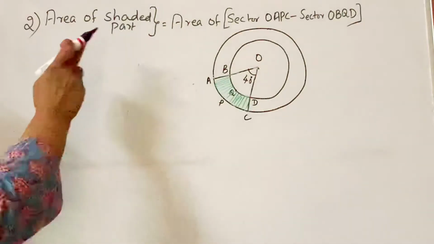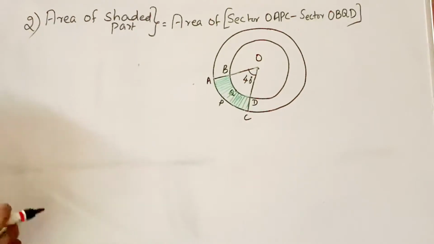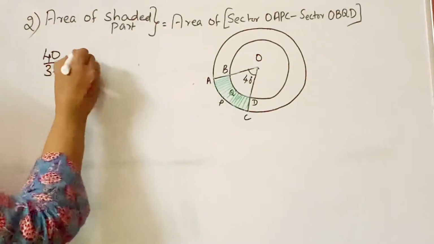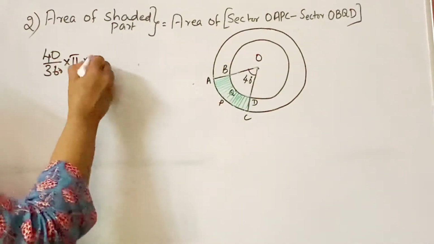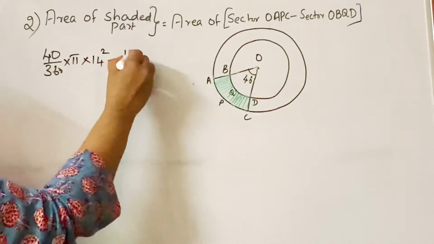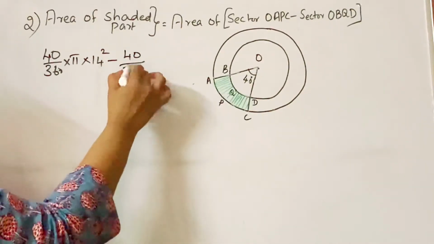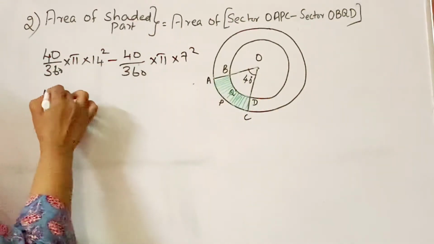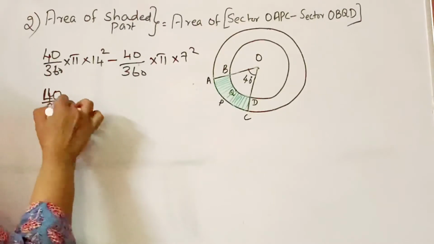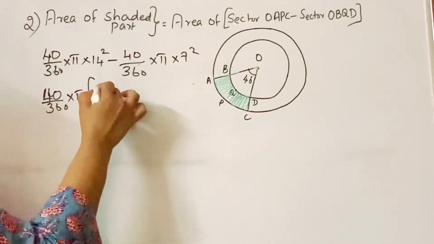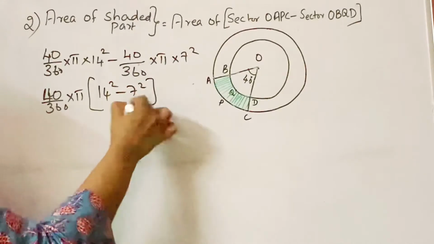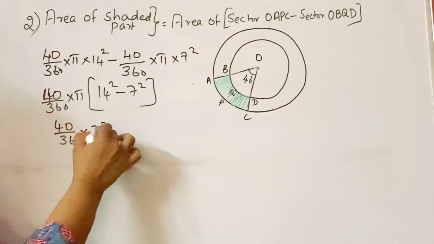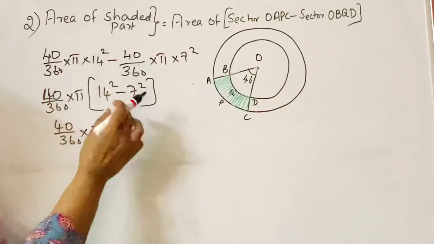Okay, look here, area of the sector OAPC is equal to 40 by 360 into pi r square. What is r? Big R is 14 square, minus area of sector OBQD, 40 by 360 into pi into 7 square. 40 by 360 into pi you can take outside, that is 14 square minus 7 square. Okay, so this is 40 by 360 into 22 by 7. This is 14 square minus 7 square.